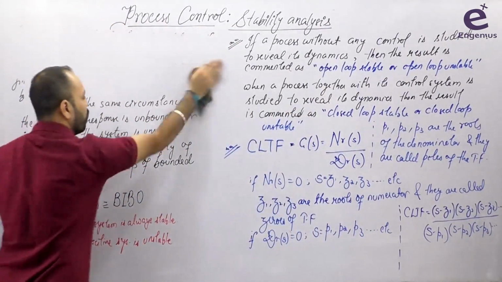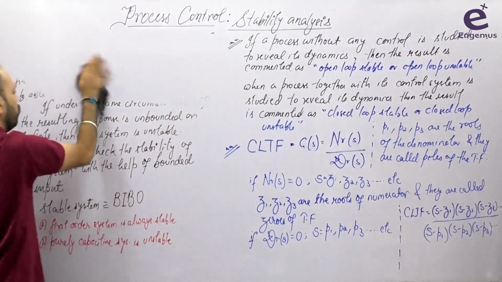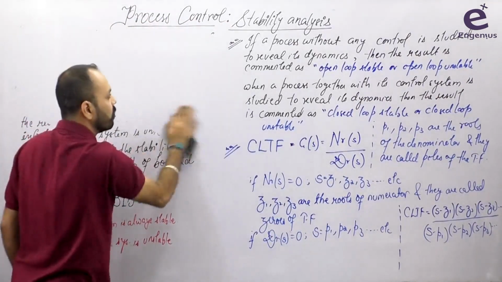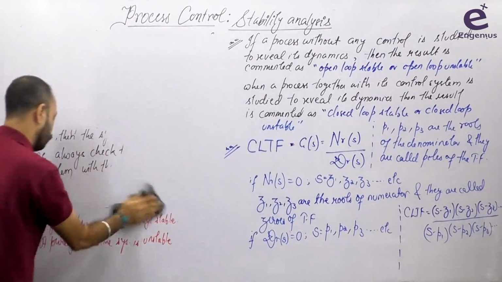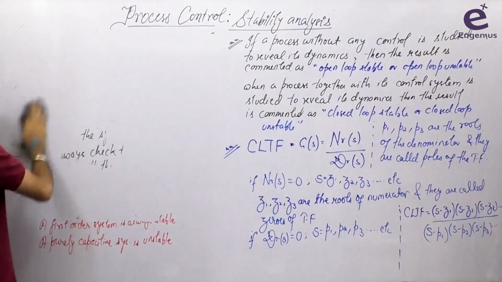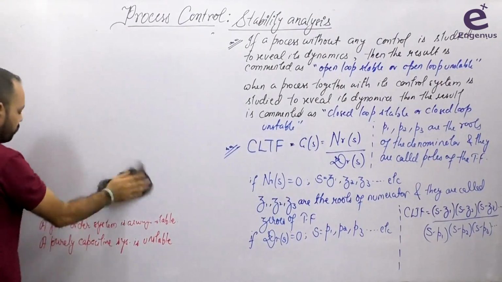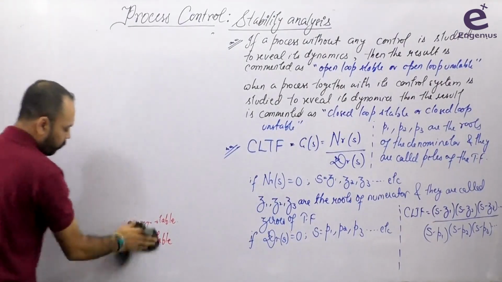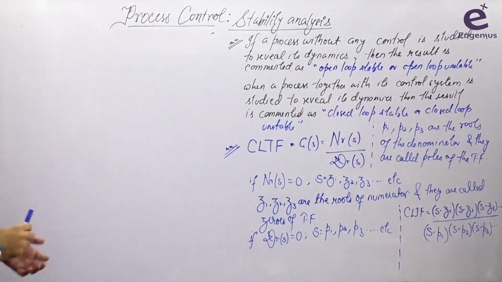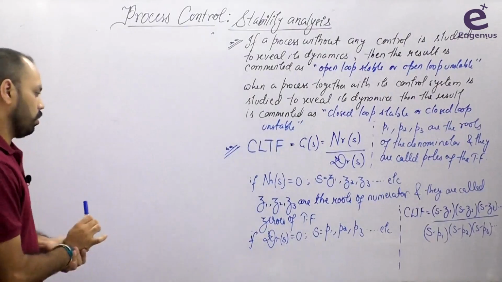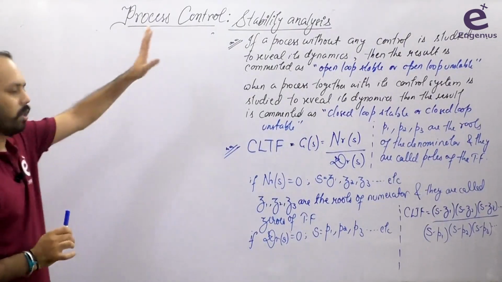Note it down, everything. This is going to be a very important discussion regarding this process control part. The most important is stability analysis only, right? And most of the questions you will also find from this stability analysis section. Okay, P1, P2, P3 and all, fine. So you have noted it down, right?